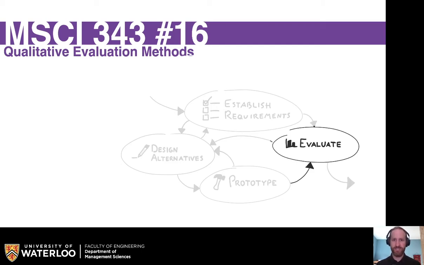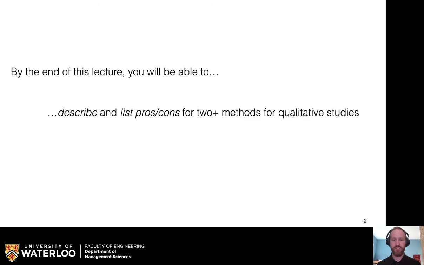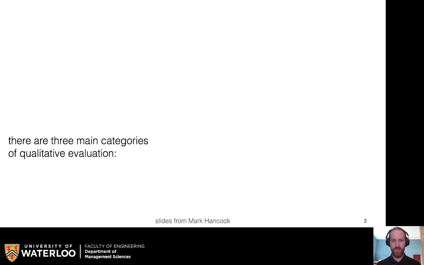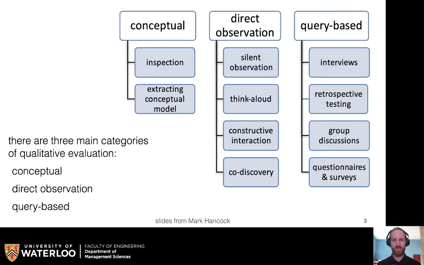Hello, and welcome to Lesson 16, Qualitative Evaluation Methods. By the end of this lecture, you'll be able to describe and list pros and cons for two or more methods of qualitative studies. There are three main categories of qualitative evaluation: conceptual, direct observation, and query-based. And we're going to go through each of them today.